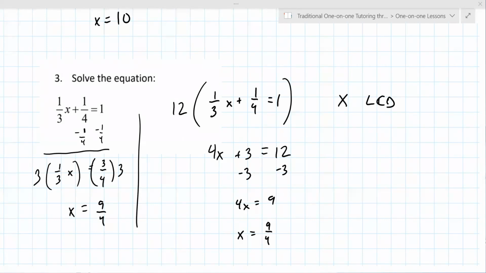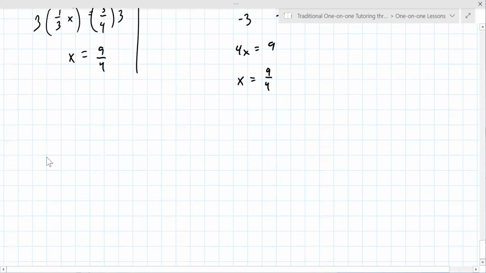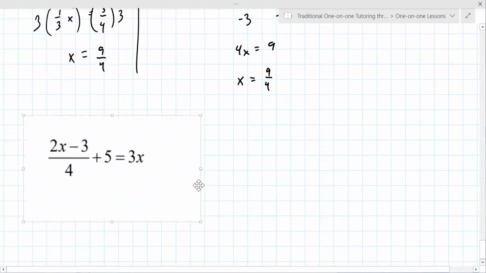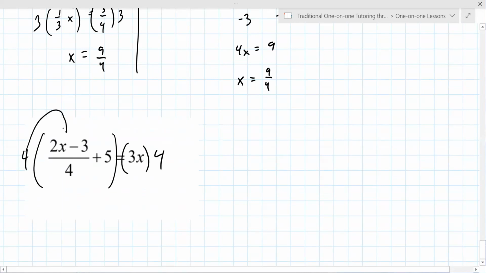All right, so let's look at the next one. This one, you definitely want to clear the denominator first. So you multiply everything by 4 to do that, left and right.